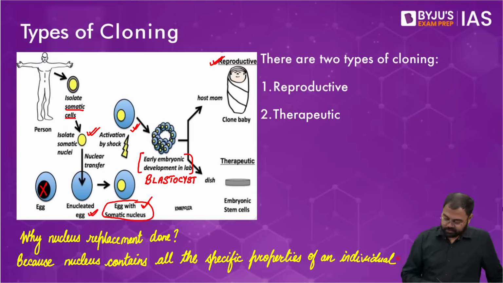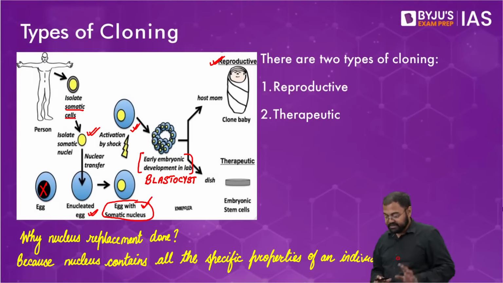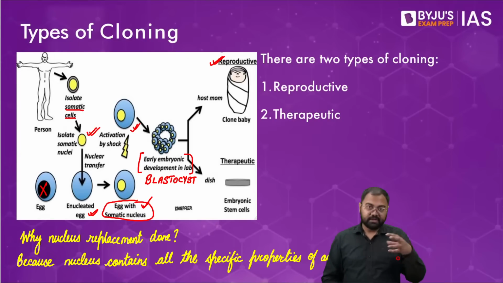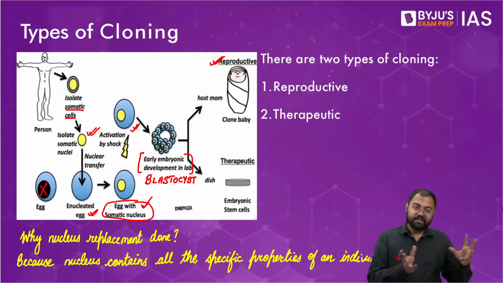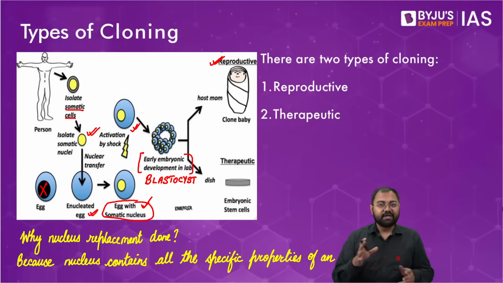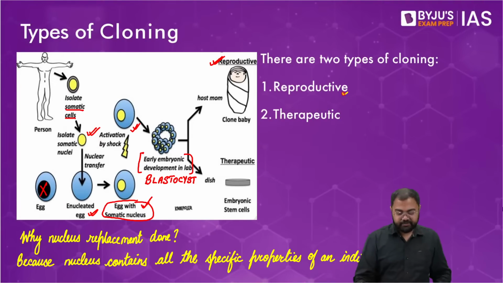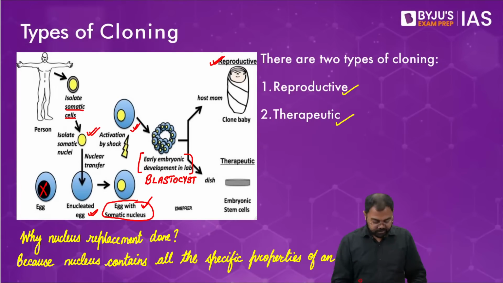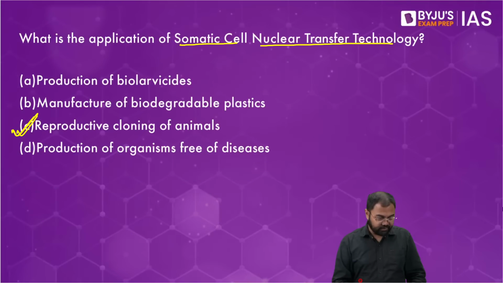Right. Because the nucleus contains all the specific properties of an individual, that is why it is so important that we isolate the nucleus. It will be inserted inside an enucleated cell. Again, cell division will start from here with the help of electric shock and chemicals, and then lastly, it will be used either for reproductive cloning or for therapeutic cloning. So this is how the process of cloning works.